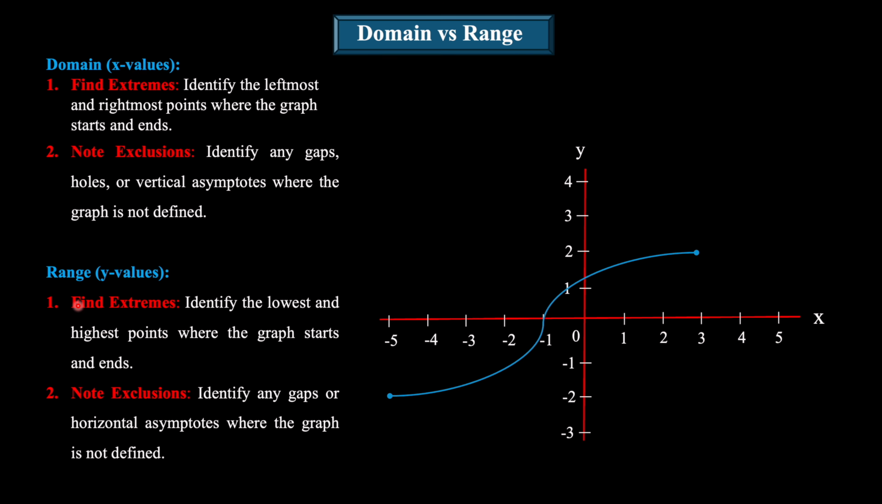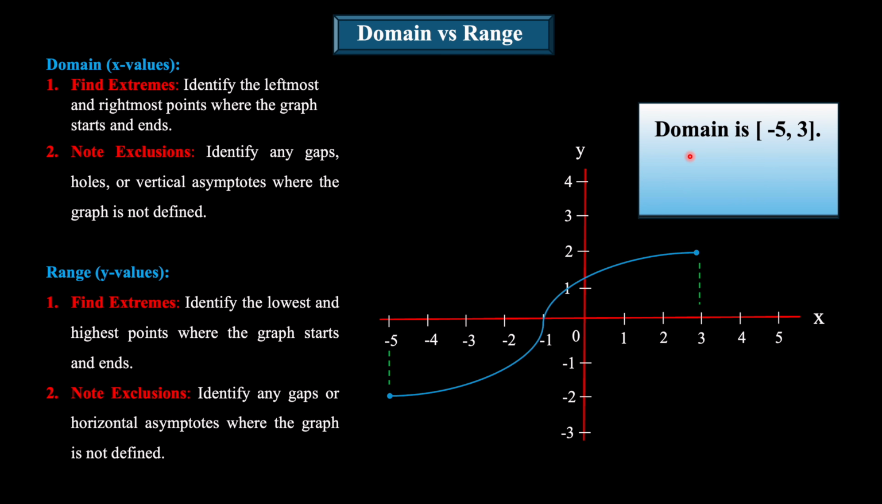Let's see some examples. We have to consider those steps to find the domain and those steps to find the range. The first step is to find extremes, meaning we have to identify the leftmost and rightmost points where the graph starts and ends. So this is leftmost and this is rightmost on the x-axis. If we draw one line from here, you see that the leftmost is -5, and the rightmost of our graph is 3.